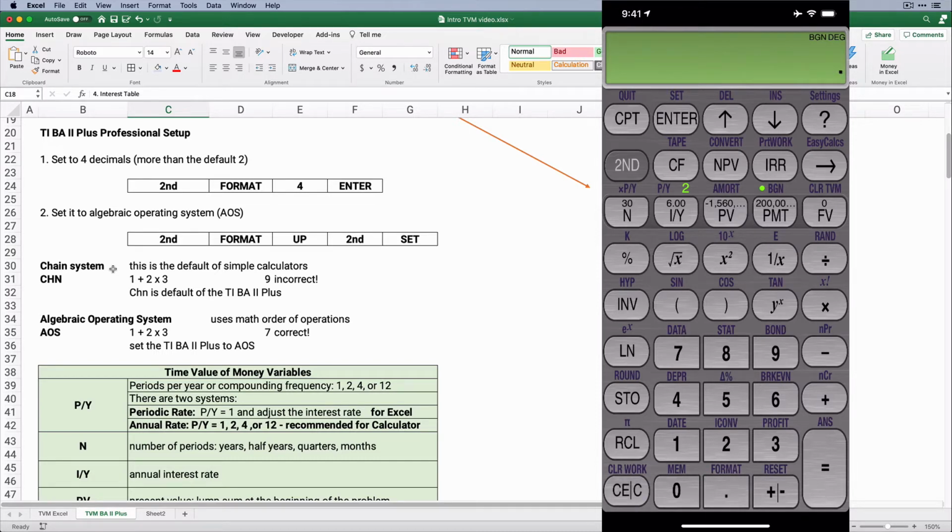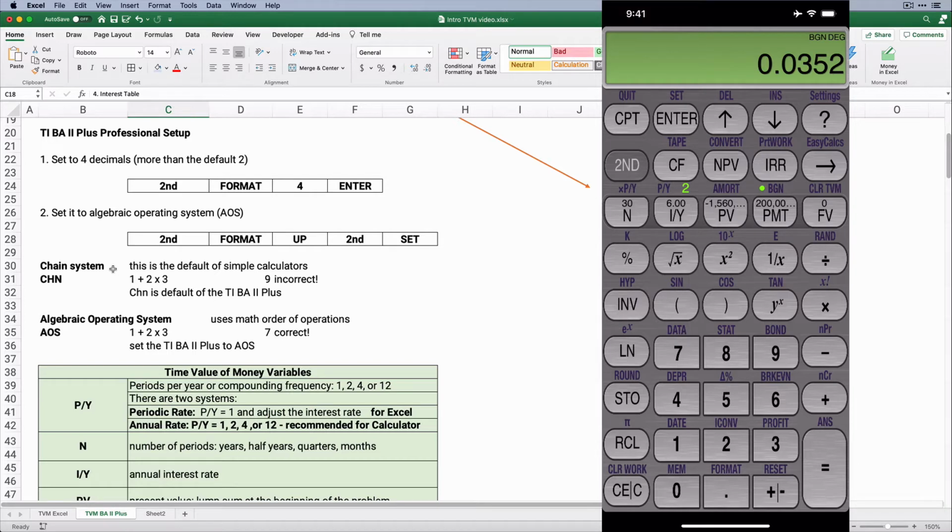So 3.52%, 0.0352 is going to show all 4 decimals. So you need to set your calculator for more than 2, so 4 is a good number. You can show more than that, but it's probably not really practical.